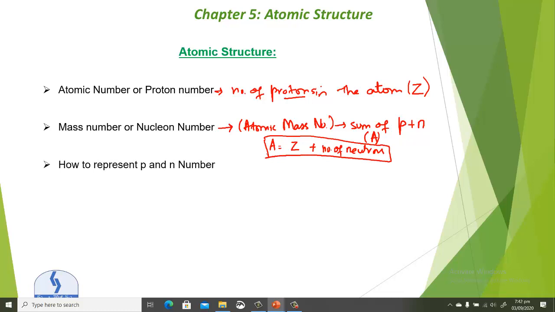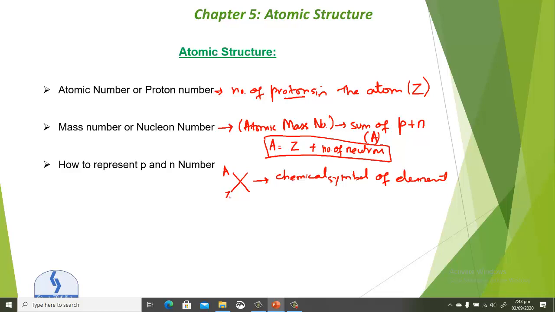How do we represent proton and neutron number? We take X, which is the chemical symbol of any element. We are taking the general case. So how to represent the atomic mass number and proton number? The mass number goes here, and the mass number is a combination of protons and neutrons.